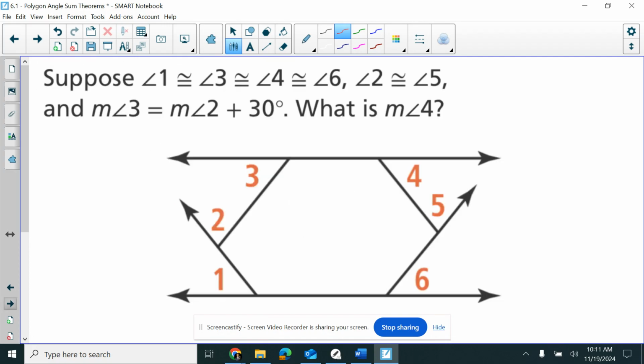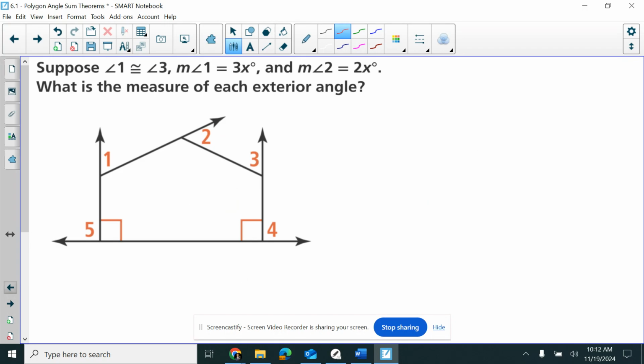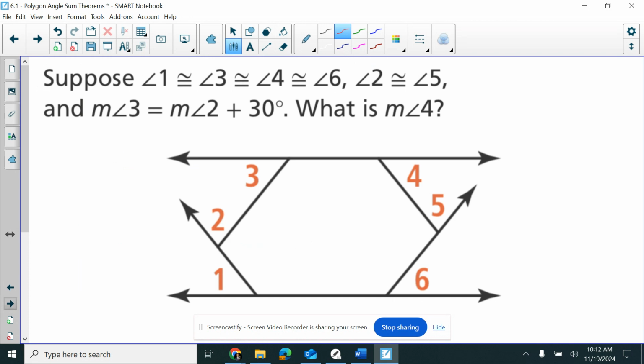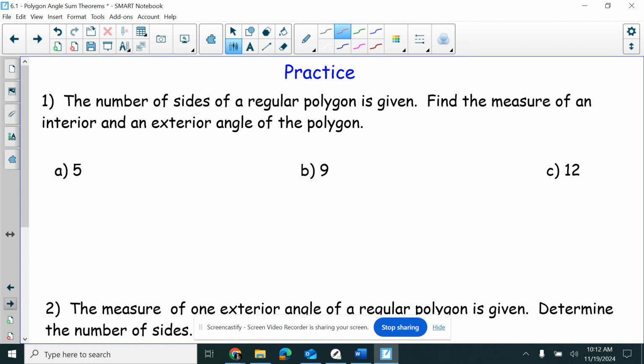So with this type of information, if you have a different type of problem, just remember, if it's dealing with exterior angles, all those angles have to add up to 360. So that's the main thing that you have to know. So whatever you fill in the picture, all those angles have to add up to 360. That's the main thing.